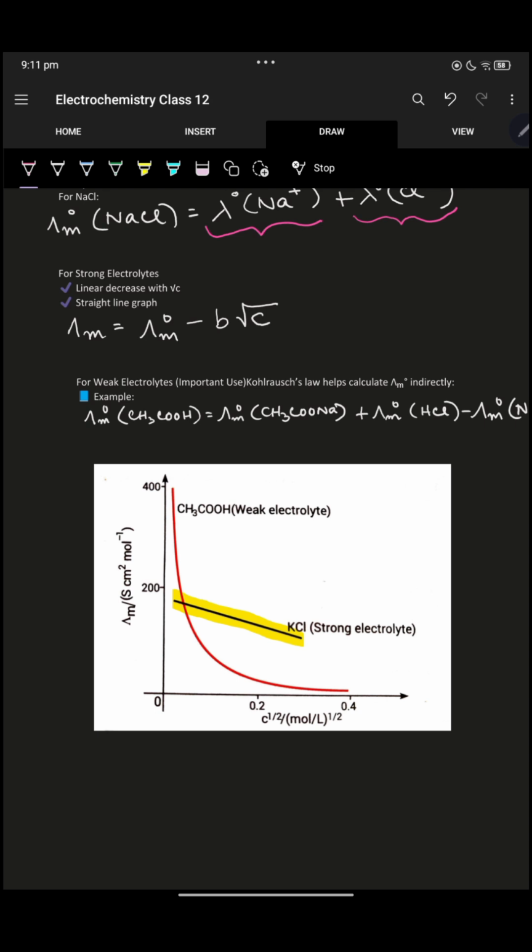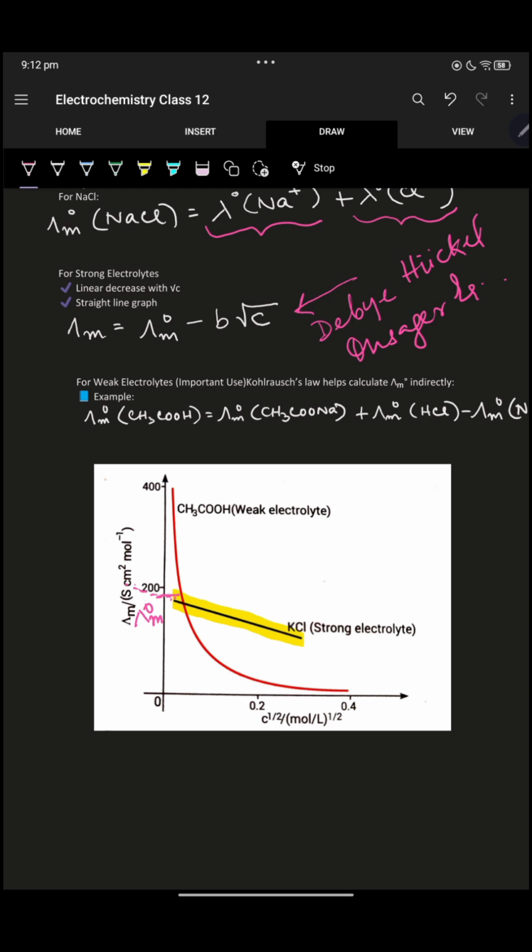And here this is the Debye-Huckel-Onsager equation. This equation is formed on account of the nature of the plot obtained for strong electrolyte. If I extrapolate this plot, extend it backwards, then I will get the limiting value, which is lambda m naught, where concentration is 0. So we can get the lambda m naught value for a strong electrolyte graphically, by extrapolation.